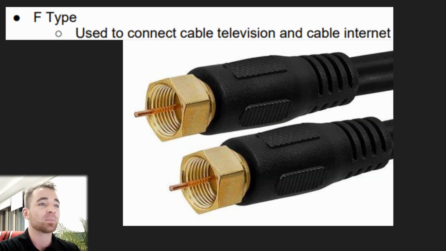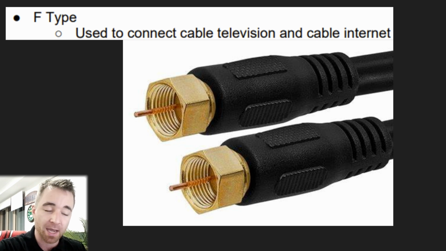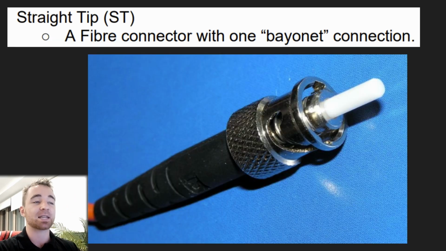It looks like that. F-type is the coaxial cable connection. It's used to connect cable television and cable internet. All right, so if you have a cable internet connection, you'll use an F-type. Or if you have television that needs to be connected, you will use an F-type connector, which is used on a coaxial cable.